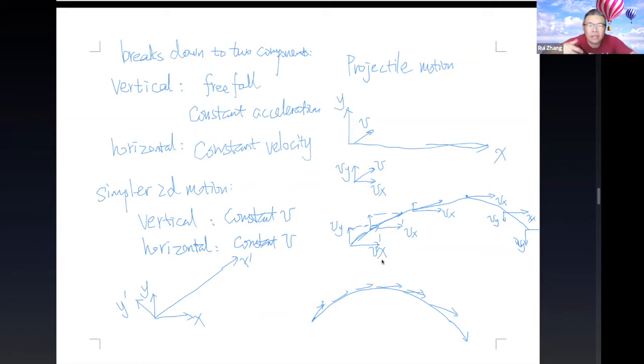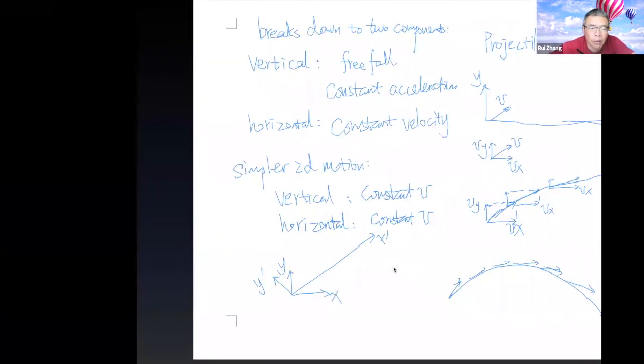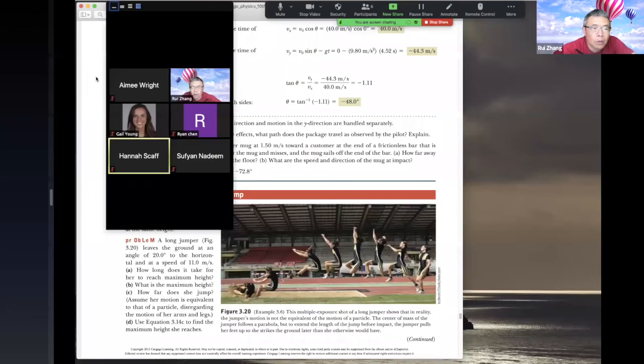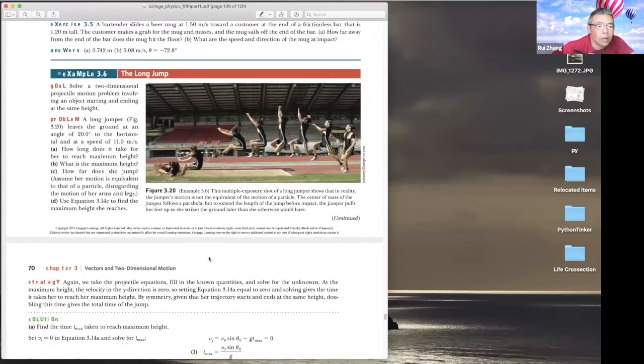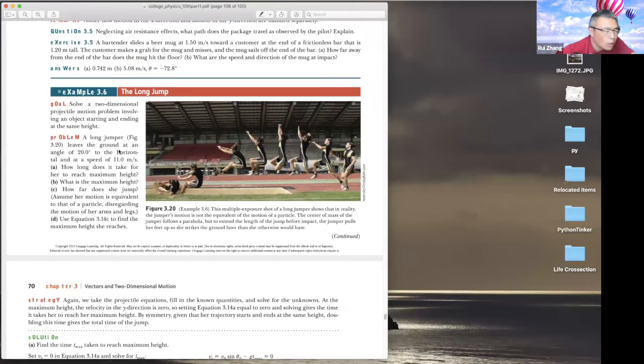Okay, so let's talk about the example here, okay? So this example is the long jump example. What is given here is you have a long jumper. It leaves the ground at an angle of 20 degrees and a speed of 11 meters per second. So it's giving you the initial velocity basically.